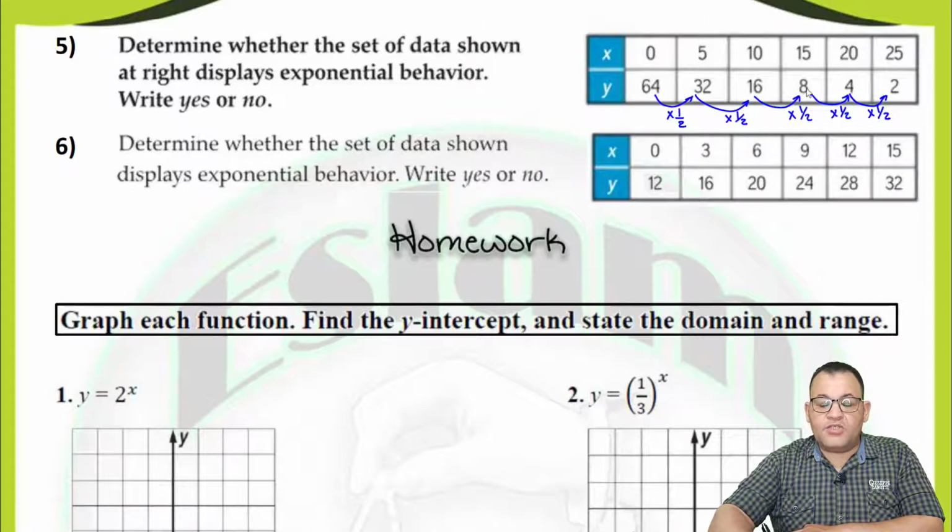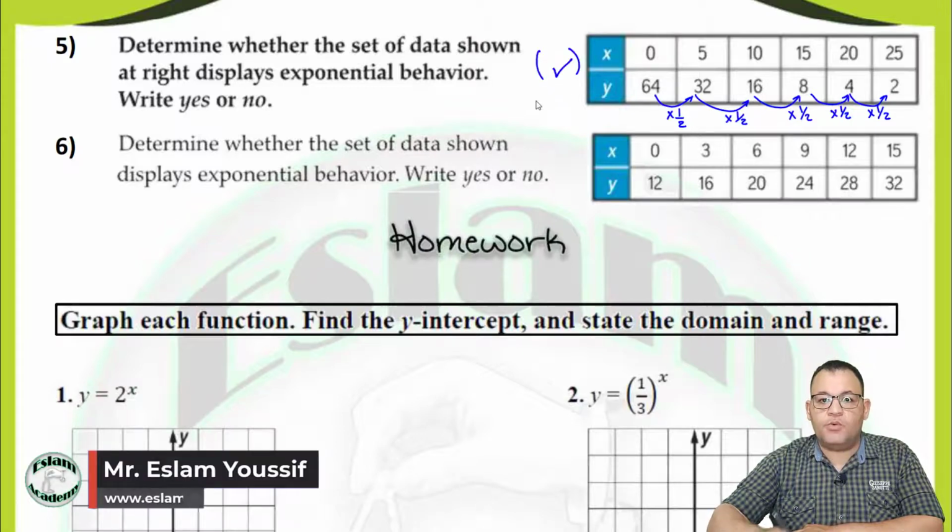If you look at the differences, you will find that they are different. It means you multiply by a number, a fraction or a whole number. If you multiply by the same number each time, it means this relation represents an exponential equation.